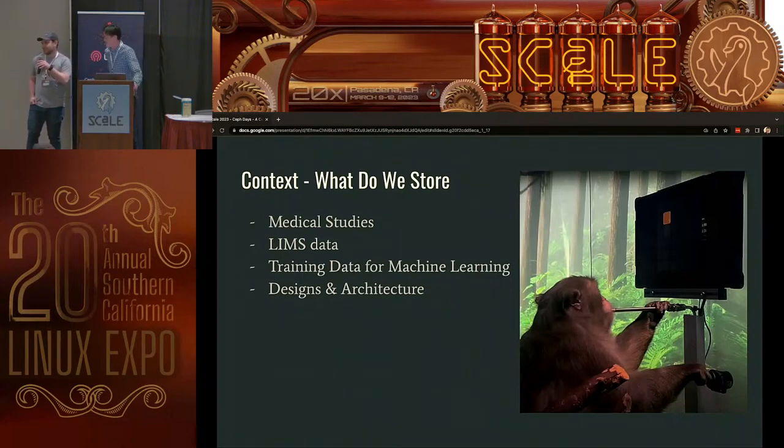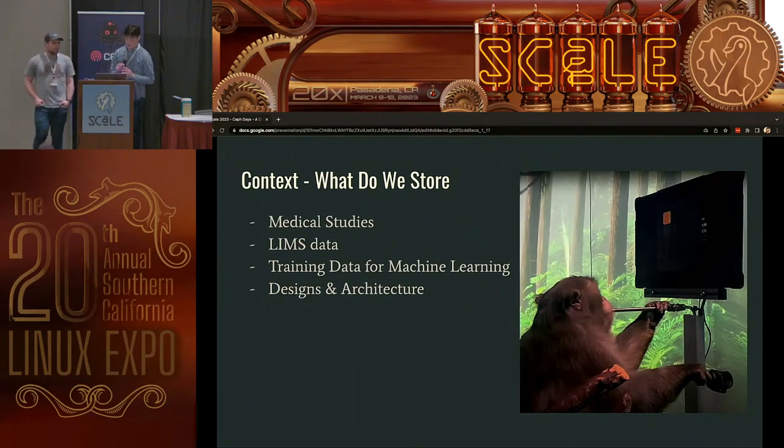LIMS stands for Laboratory Information Management System. I don't know what the exact analogy is, but that's where we store all of our information about all of the animals or all of our devices or any measurements we take. And it's just a central place where you can find any bit of information about any study or any piece of equipment that we have.